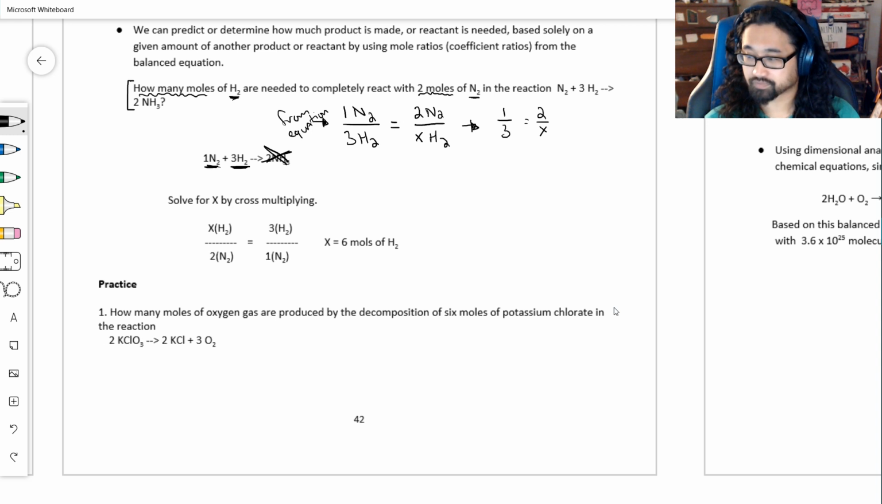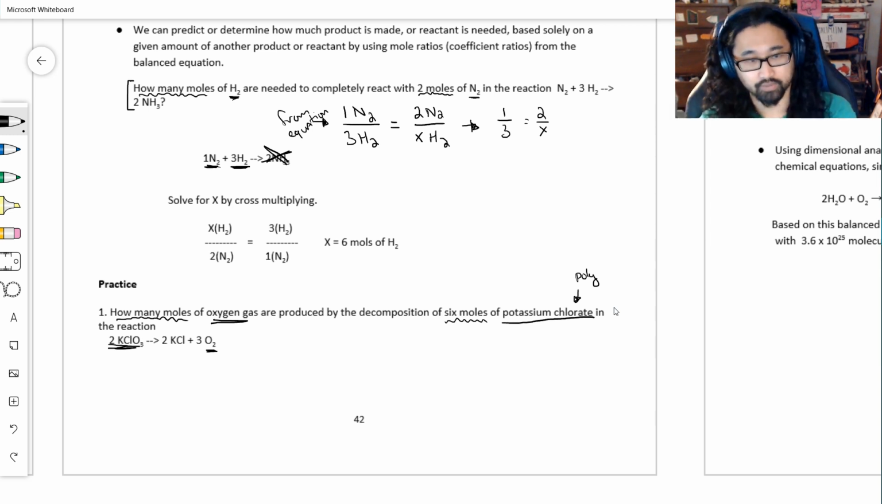But let's look. So this question asks, how many moles of oxygen gas, so I'm going to stop there, I'm going to look for oxygen gas, here it is, are produced by the decomposition of 6 moles of potassium chlorate. All right, one of these two is potassium chlorate. It's this one, and I know that because chlorate is a polyatomic ion. It's found on table E. So this is why we had to do all that other stuff. I had to do naming. I had to do balancing. All of those other things that we've done before are going to come into play now.